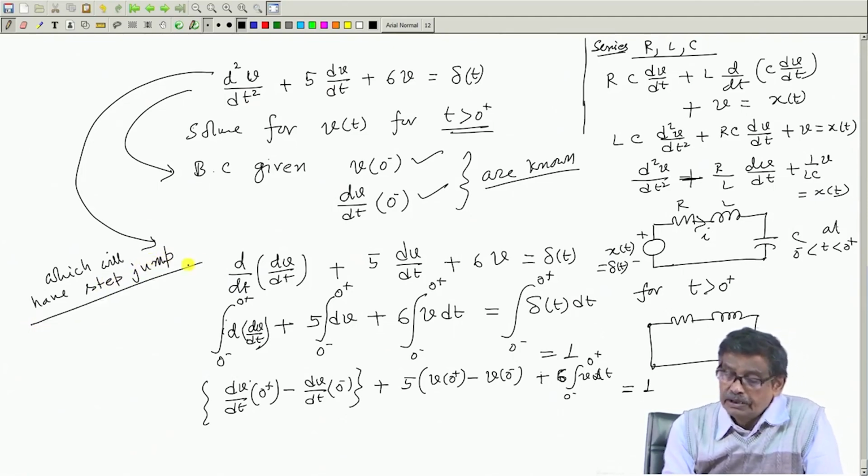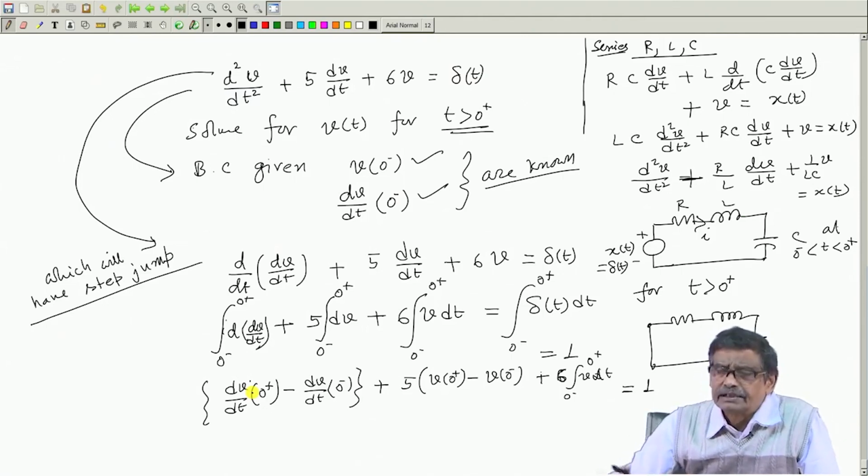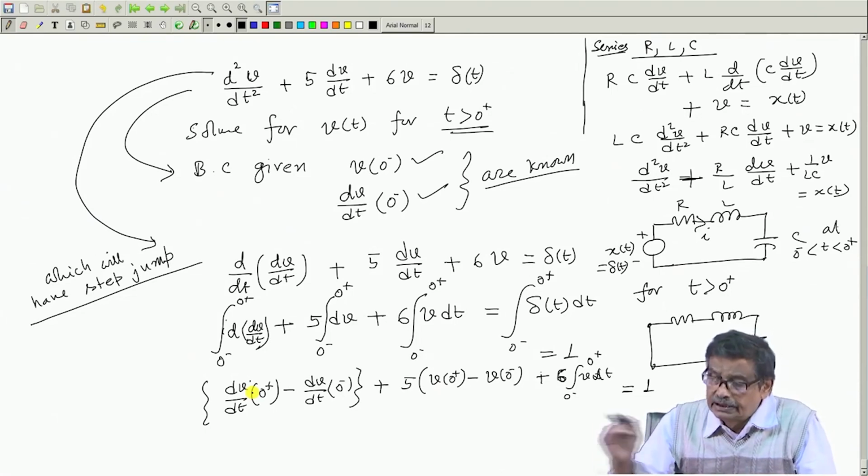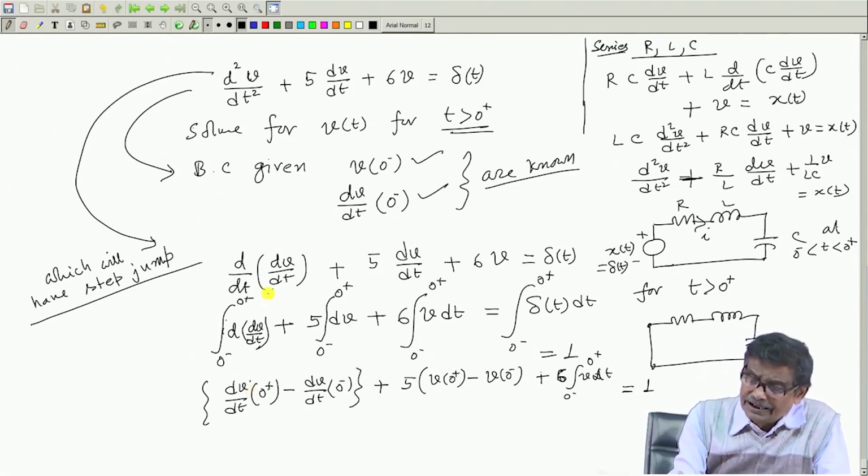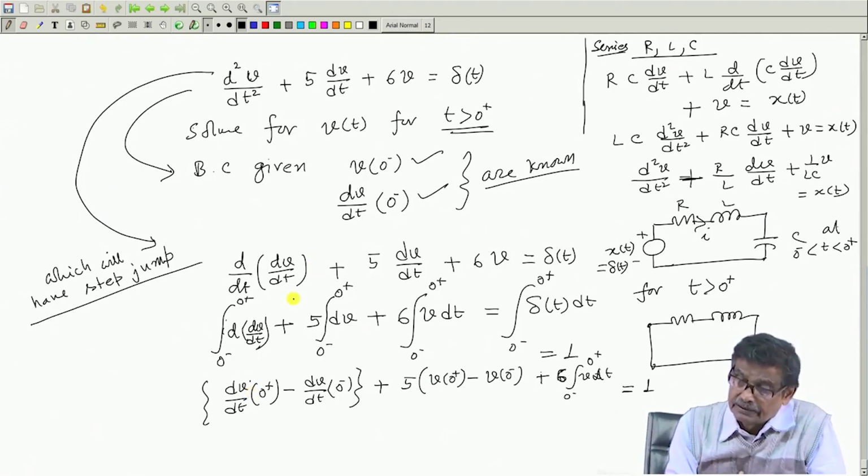Step jump will only be in dv dt. dv dt will have a step jump, because if dv dt has a step jump, then this term will produce an impulse, so that the left hand side and right hand side have one impulse only, no delta dot t, nothing like that, only delta t. Therefore, this was the idea to understand what is going on.